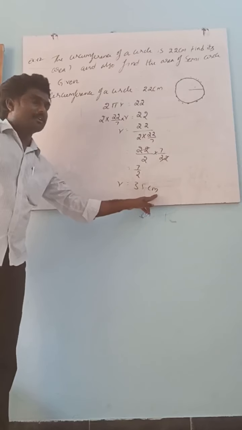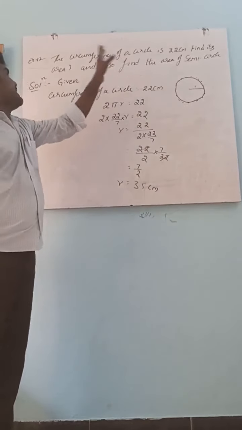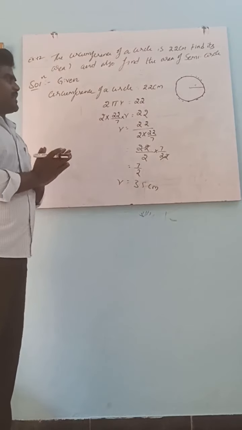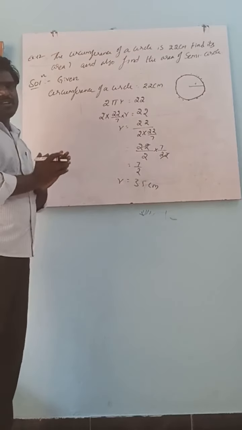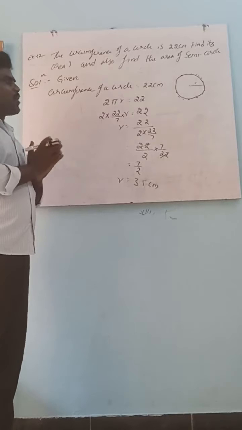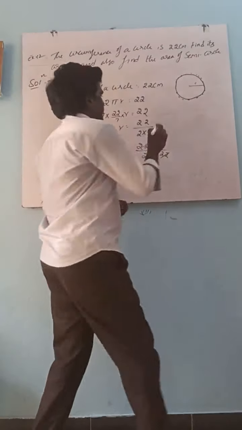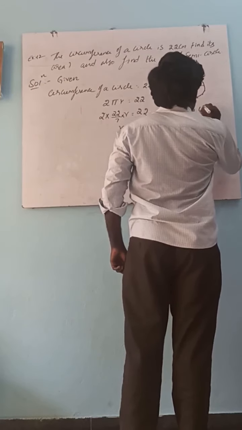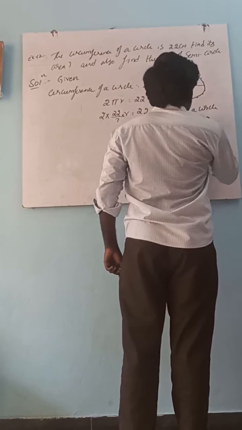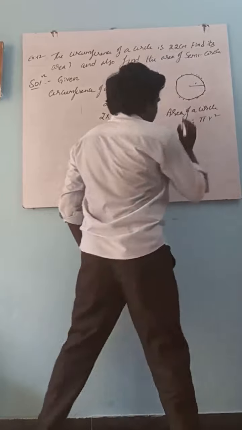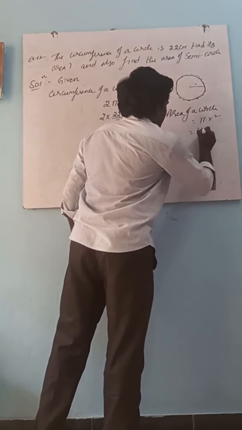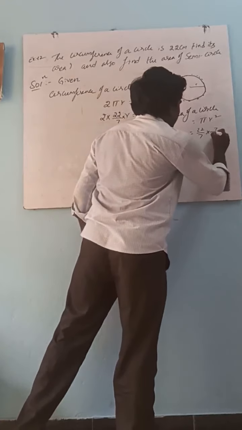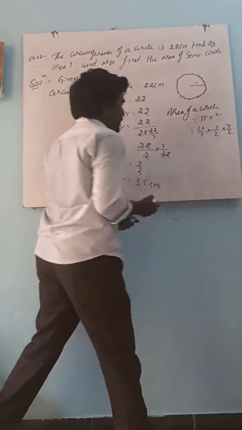Here they are asking to find its area. Area means any object occupying a plane surface. That occupying place is called area. So the area of a circle is pi r square. Pi is 22 by 7 and r is 3.5, nothing but 7 by 2, so 22 by 7 into 7 by 2 into 7 by 2.